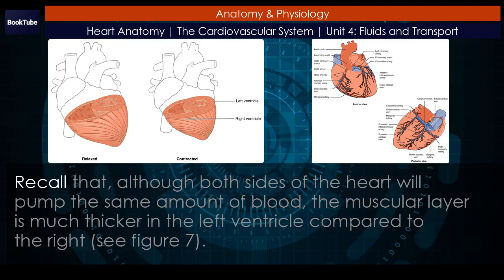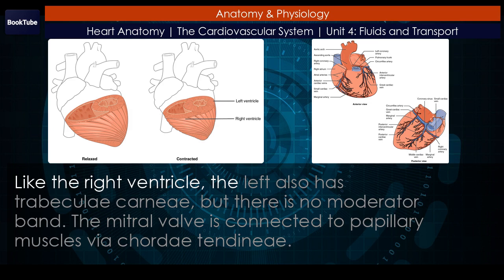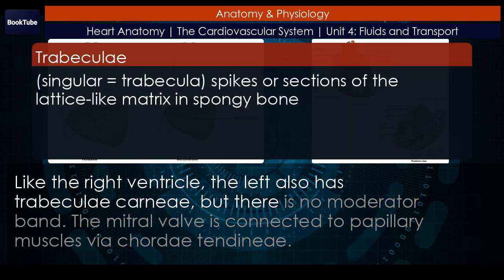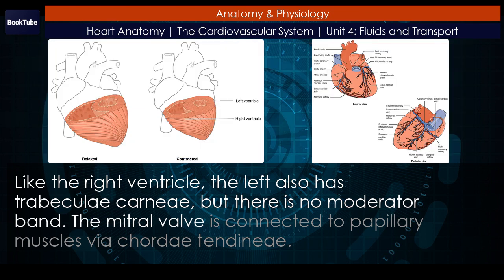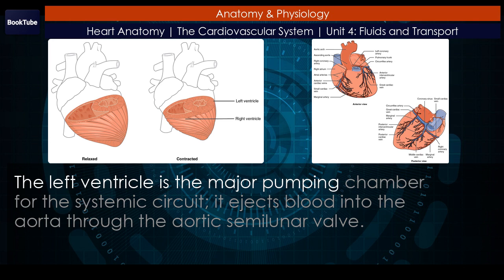Left ventricle. Recall that, although both sides of the heart will pump the same amount of blood, the muscular layer is much thicker in the left ventricle compared to the right. See Figure 7. Like the right ventricle, the left also has trabeculae carneae, but there is no moderator band. The mitral valve is connected to papillary muscles via chordae tendineae. There are two papillary muscles on the left, the anterior and posterior, as opposed to three on the right. The left ventricle is the major pumping chamber for the systemic circuit. It ejects blood into the aorta through the aortic semilunar valve.